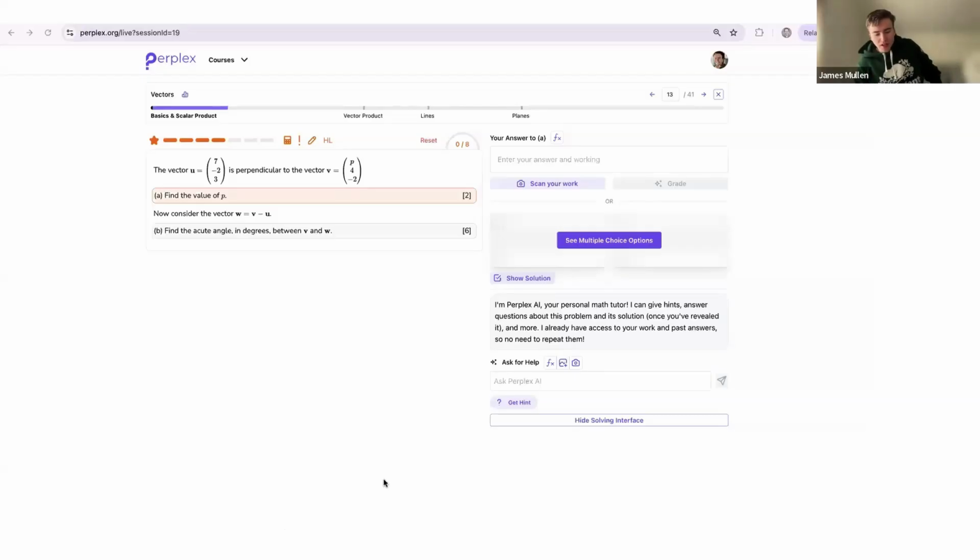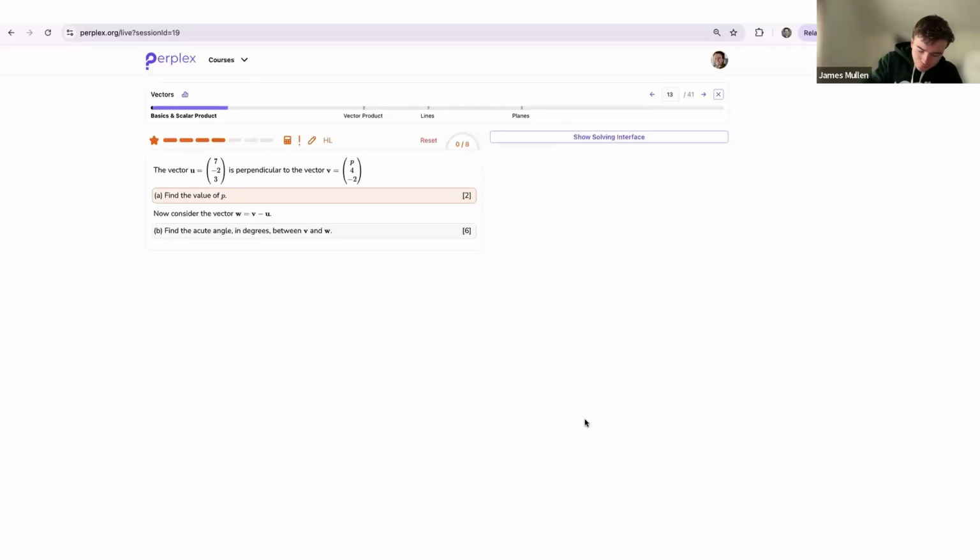All right, let's go over the solution here. So I have the known vector u, (7, -2, 3), and a perpendicular vector v, which has components (p, 4, -2). Now, if vectors are perpendicular, it means that their scalar product is equal to 0. So I can say that u dot v is equal to 0. What is that scalar product? It's going to be 7 times p, then minus 2 times 4, so minus 8, then 3 times minus 2, so minus 6, and that's equal to 0. So 7p minus 14 is equal to 0, which means that p is equal to 2. Okay, that's my answer for part A.